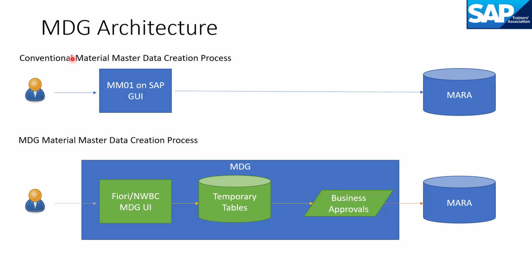Then, what is the MDG architecture? We'll just go through the whole process again. The conventional material master data creation process: you go to MM01 in SAP GUI, you enter the data, you press save, and it goes directly to your MARA table, doesn't it? This is what I mentioned earlier, it could be a risky thing in some places. If you incorrectly enter material data and somebody directly starts creating an order on it, it could be very disastrous for the business.